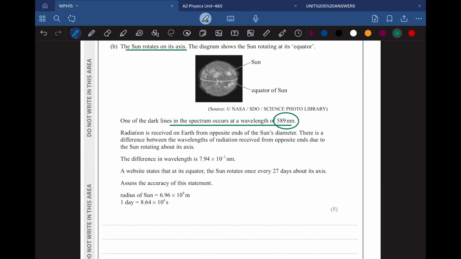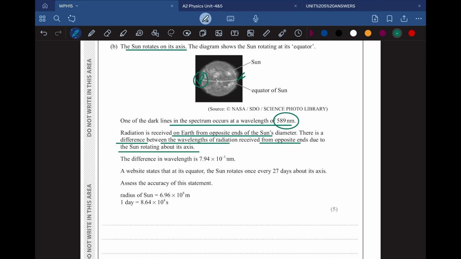Radiation is received on earth from opposite ends of the sun's diameter. So it is coming from the opposite ends. There is a difference between the wavelength of radiation received from opposite ends. So basically if they are coming from opposite ends, the wavelength that is received has a difference. Both of them will give different values due to the sun rotating about its axis. Okay, let's say you are getting it from right here and here.